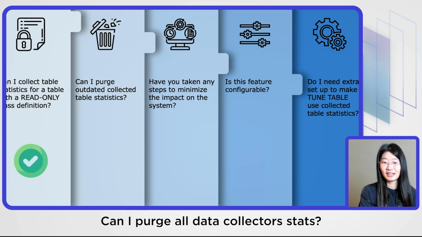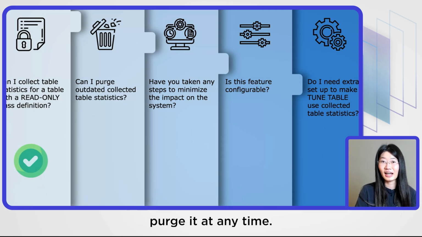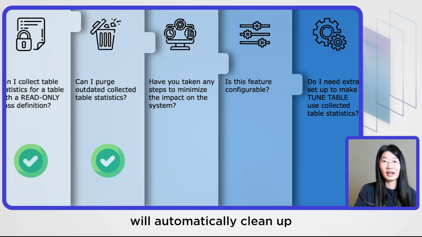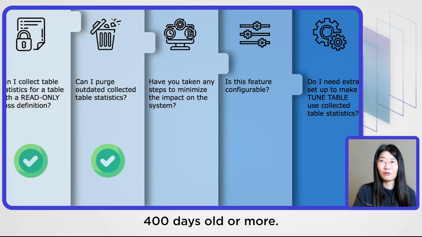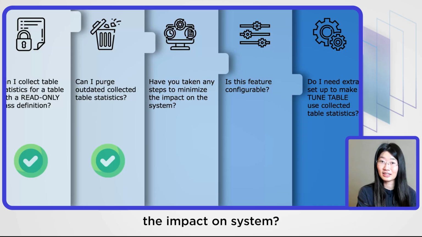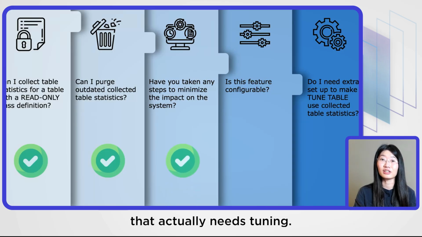Can I purge outdated collected stats? Yes, we have an API for you to manually purge them at any time. In addition, the system task will automatically clean up any collected stats that are 400 days old or more. Speaking of the system task, have you taken any steps to minimize the impact on the system? Yes. This system task only tunes the tables that actually need tuning.